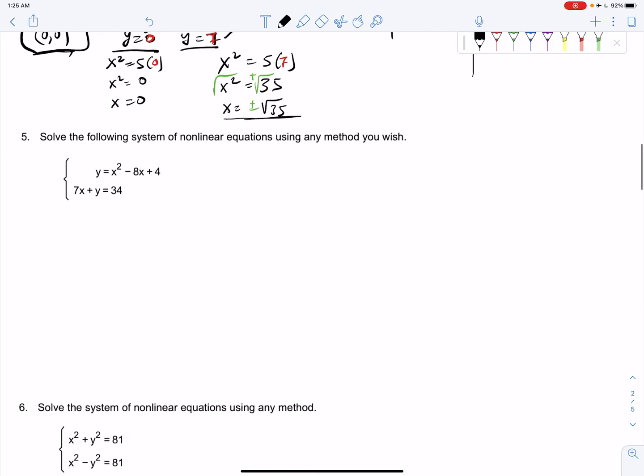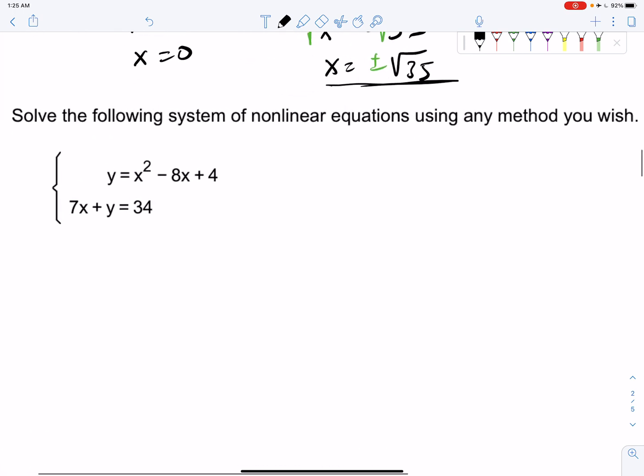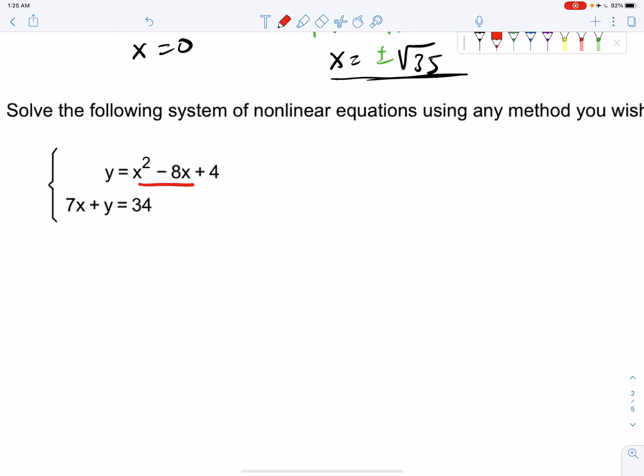Okay, let's take a look at number 5. Solve the system by any method you wish. All right, what do I wish to do? I think I wish to solve by substitution. Okay, so I'm going to do this by substitution. And let's see if I could highlight this. Y equals this mess. And I'm going to replace this mess in for y right there.